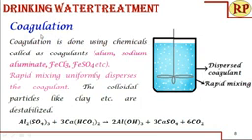The next step is coagulation. Here we use some chemicals called coagulants like alum, sodium aluminate, ferric chloride, and ferrous sulfate. Any one of these can be used. Here it's very important that the stirring is very rapid because the coagulant should be uniformly dispersed throughout the water.